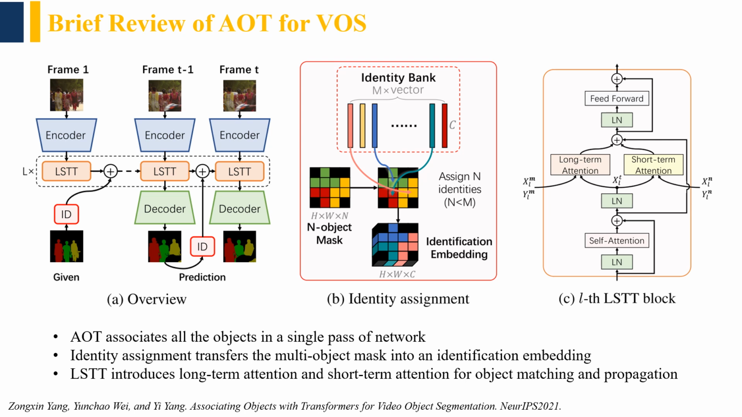As to core components, the identity assignment mechanism transfers the multi-object mask into a learnable identification embedding by randomly assigning identities to each object. LSTT blocks introduce long-term attention and short-term attention for matching and propagation.